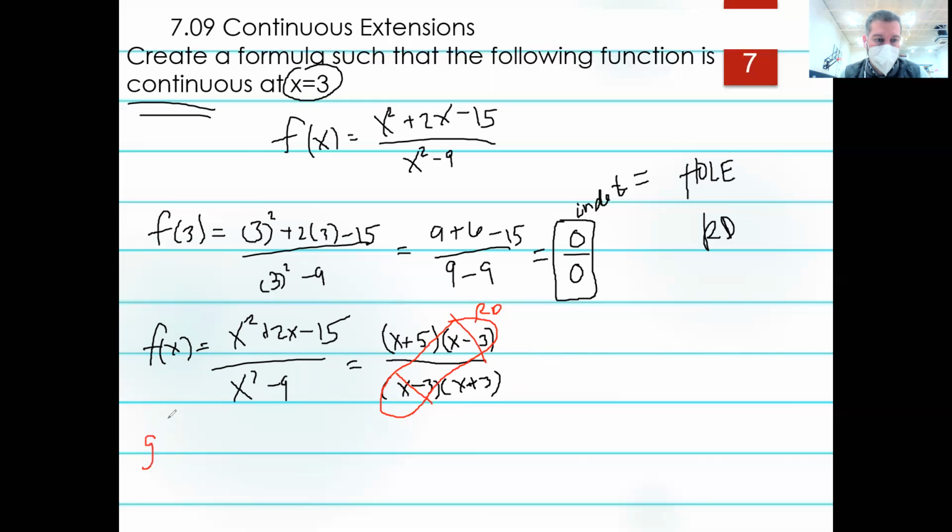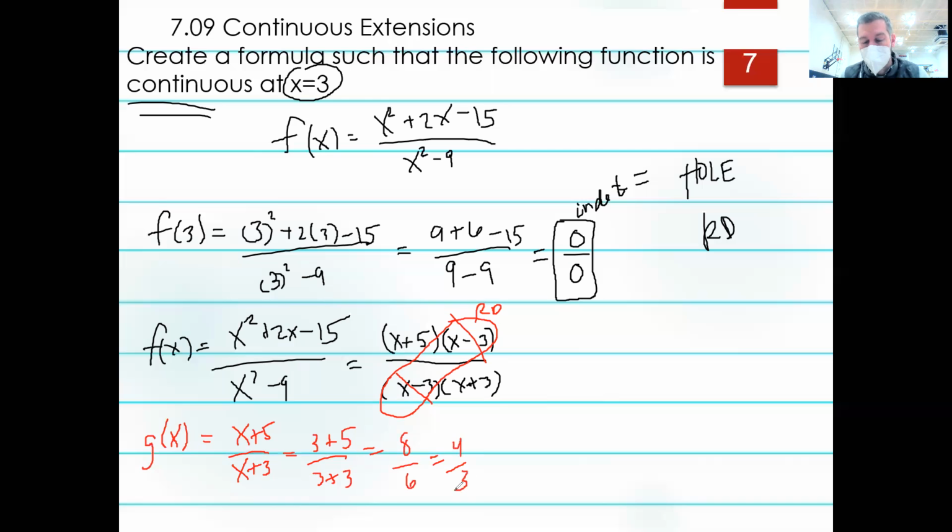We can actually call it g of x over here, x plus 5 over x plus 3. And now we can actually plug in that 3 into its sister, because this is the same function as the original, except it doesn't have a hole in it. It is actually defined at that value because we've gotten rid of that hole. So now if I plug in that 3, we get 8 over 6, which is 4/3.